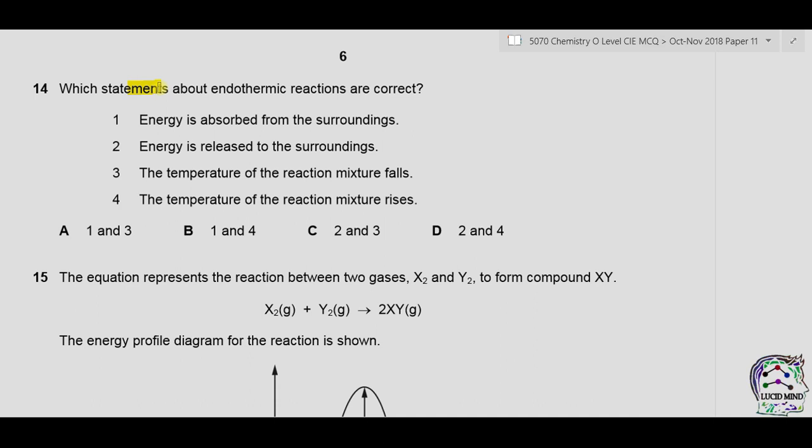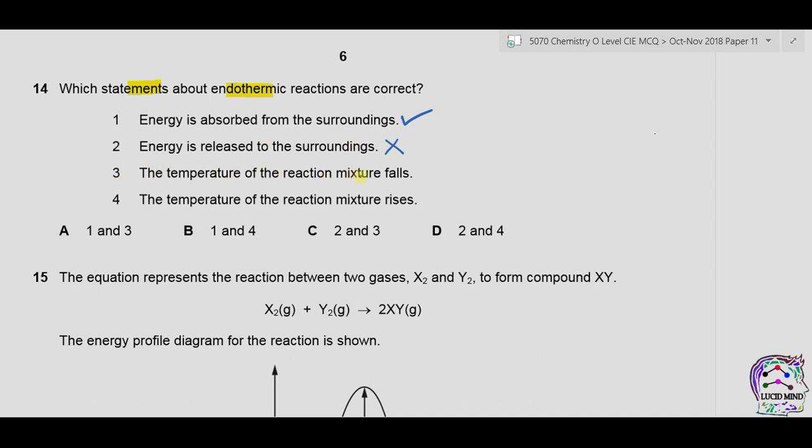Question 14. Which statements about endothermic reactions are correct? Now, endothermic reactions are those reactions in which energy is absorbed from the surroundings. Number 1. Energy is absorbed from the surroundings. This is a true statement. Number 2. Energy is released to the surroundings. This happens in exothermic reactions, not in endothermic reactions.